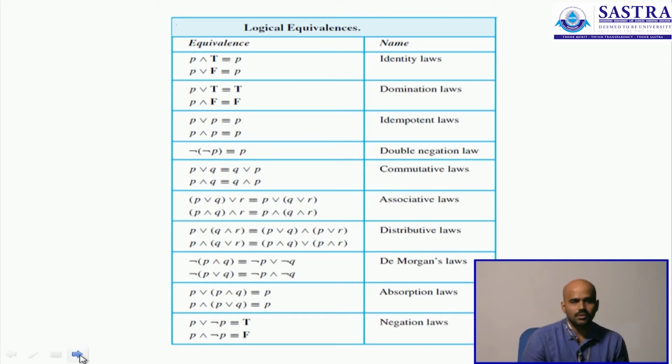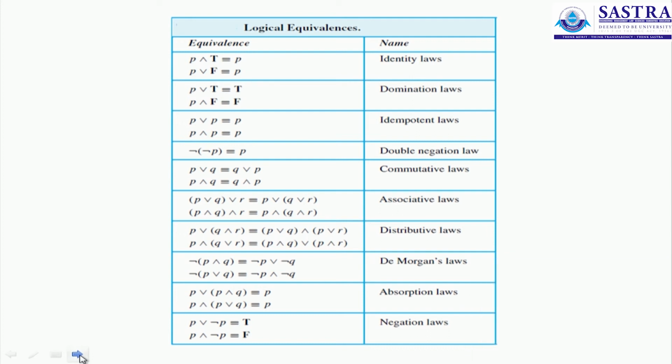And this image on your screen lists all of these with their names: identity law, domination law, idempotent laws, double negation or a double complement, whichever way you like it, commutative law, associative law, distributive laws, De Morgan's laws, absorption law, and negation law. You can also call this a complement law.